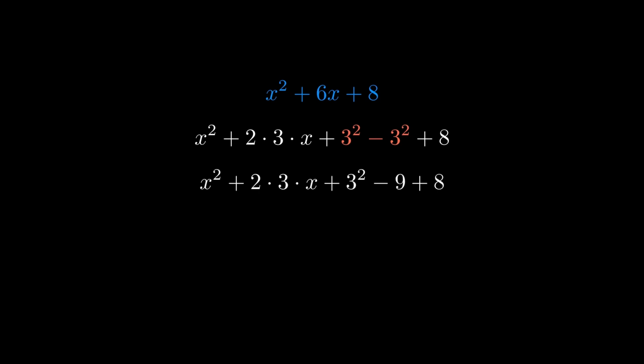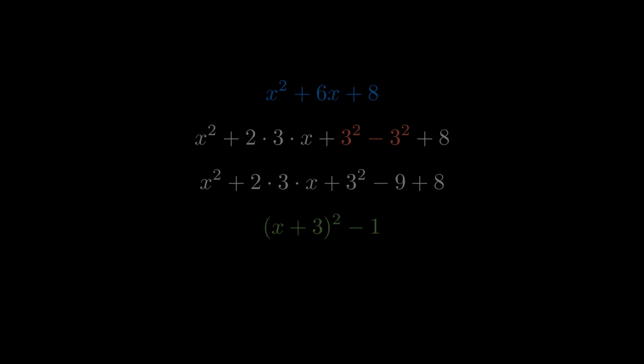Let's begin with an example to illustrate the method of completing the square. Consider the expression x squared plus 6x plus 8. As discussed earlier, we can rewrite this by completing the square. To do this, we take half of the coefficient of x and add and subtract its square within the expression.